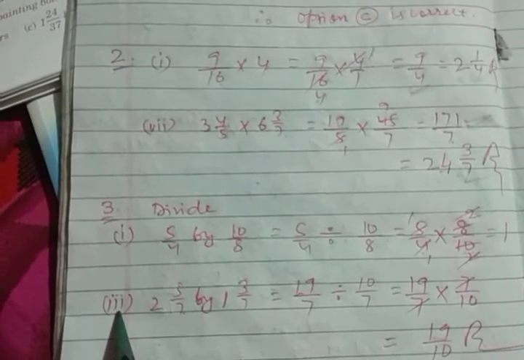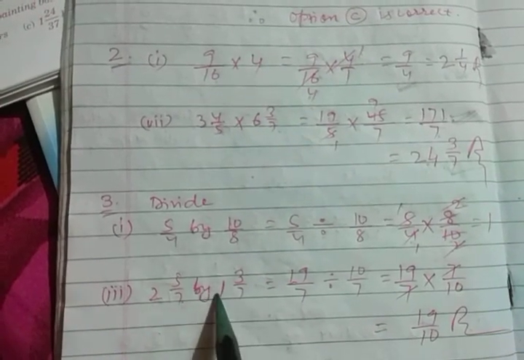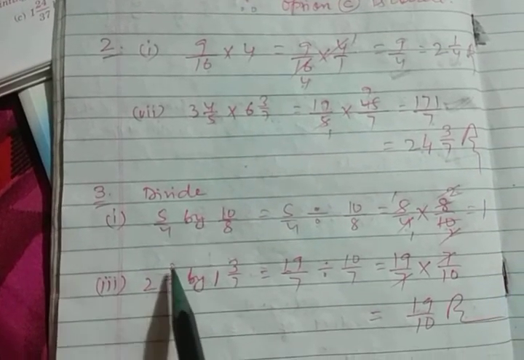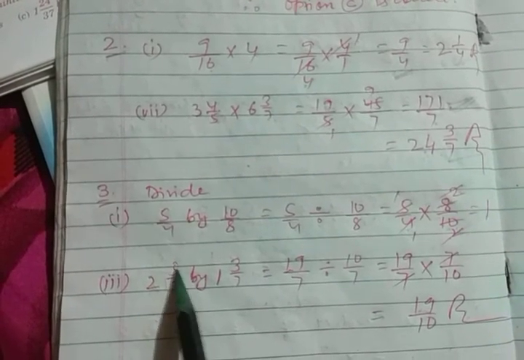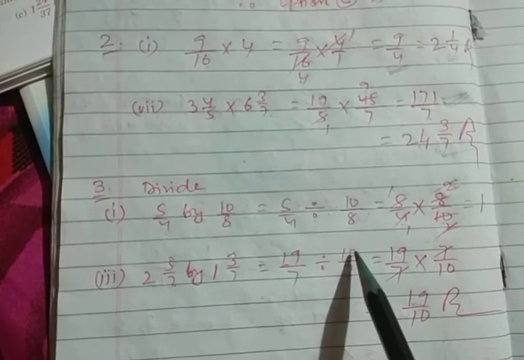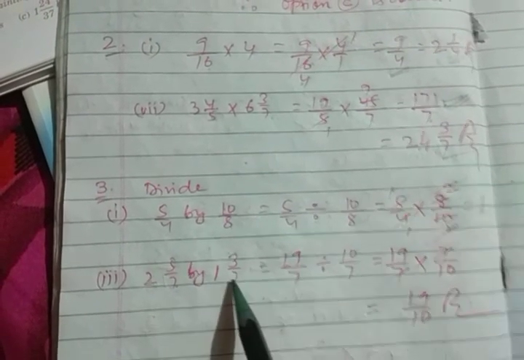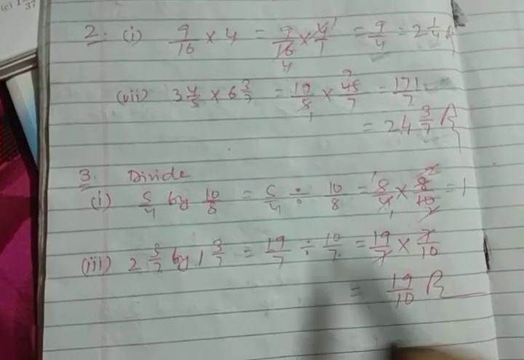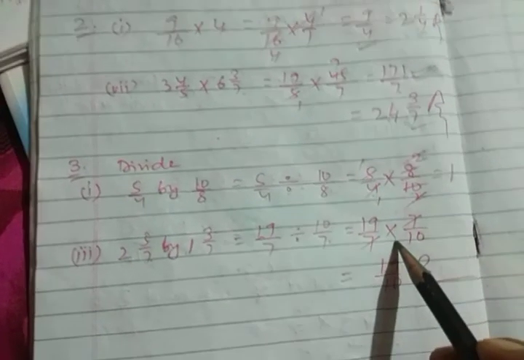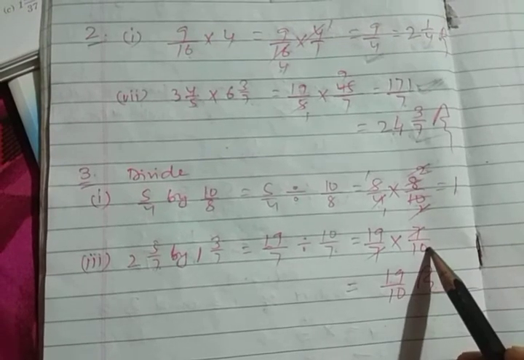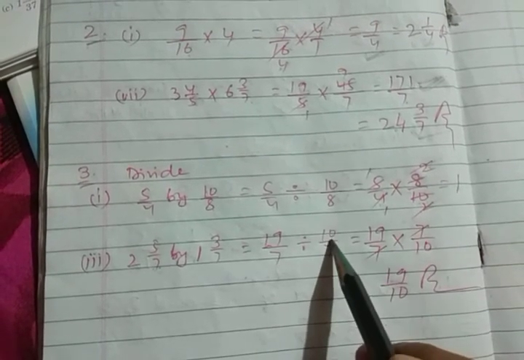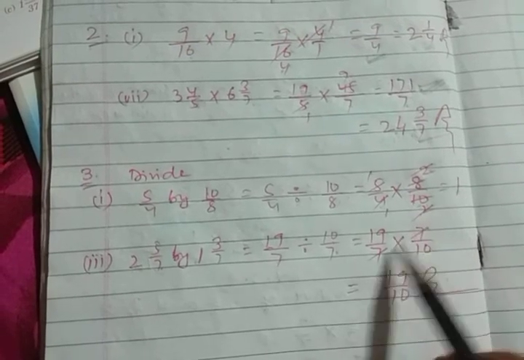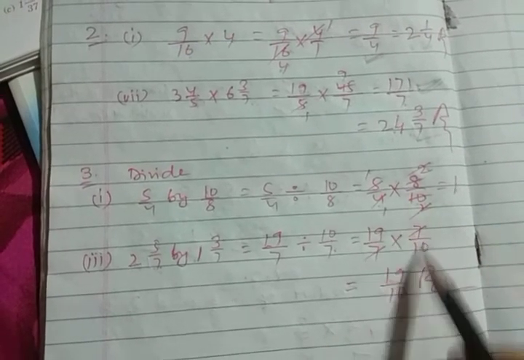Similarly, question number 3. 2 whole 5 by 7 divided by 1 whole 3 by 7. Here 2 times 7 is 14, 14 plus 5, 19 by 7 divided by 10 by 7. Why? 7 times 1 is 7 plus 3, 10. 10 by 7. So 19 by 7 multiplied by 7 by 10, since the reciprocal of 10 by 7 is 7 by 10. 7 and 7 cancel. So 19 by 10.